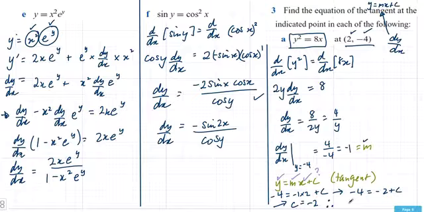So therefore the tangent line is y equals m, which is negative 1, x, plus c, which is negative 2. So our tangent is this guy right here down the bottom, y equals negative x minus 2. That is the tangent at the point (2, -4) for this particular graph.